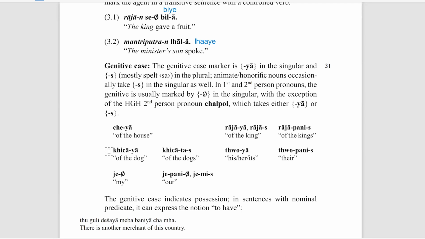And then Raja Banisa: Raja is the king, Bani is the plural marker, and sa is the genitive case marker for plural nouns. Toya, this or that, is his or her. Ya is the genitive ending for singular. So Toya is like his or her. Nho Banisa: Nho is this, Bani is the plural marker, and sa is the case ending for genitive plural.